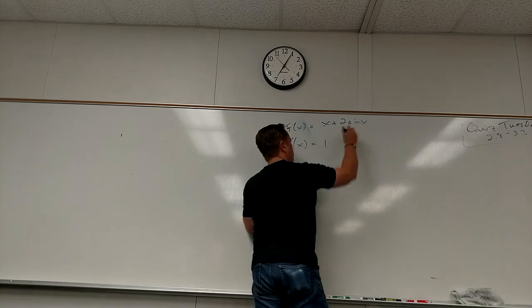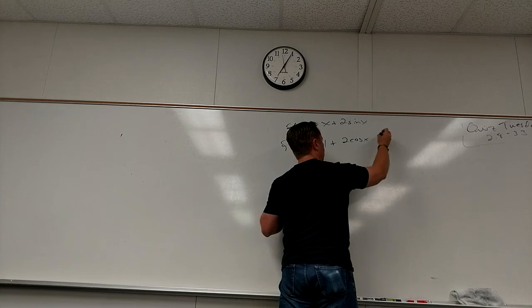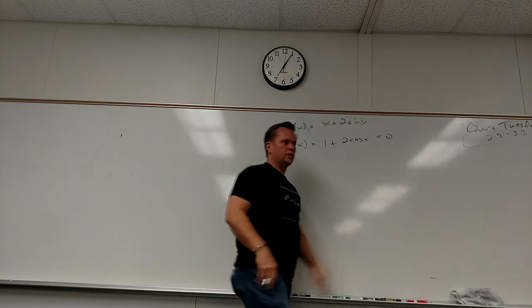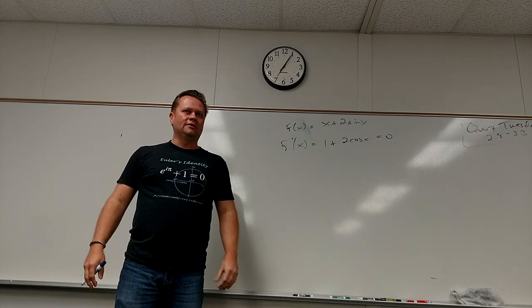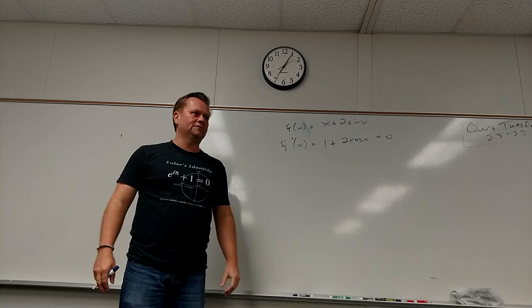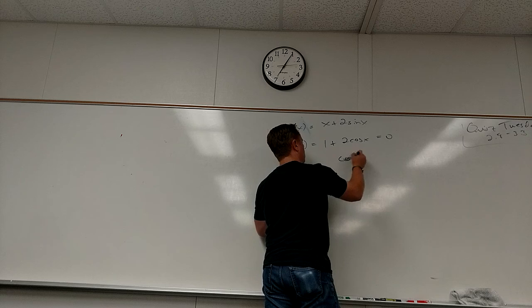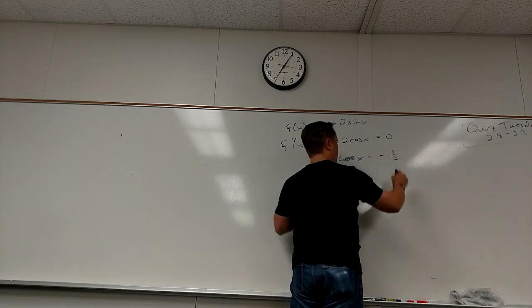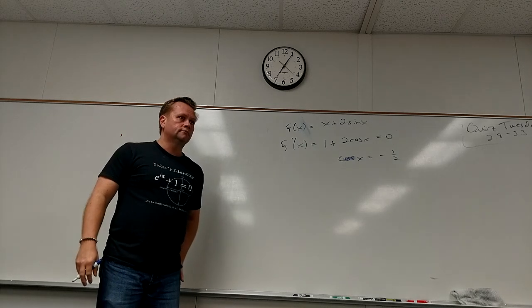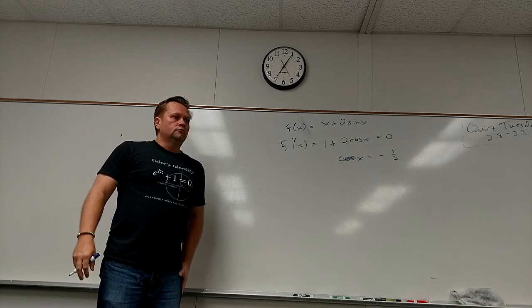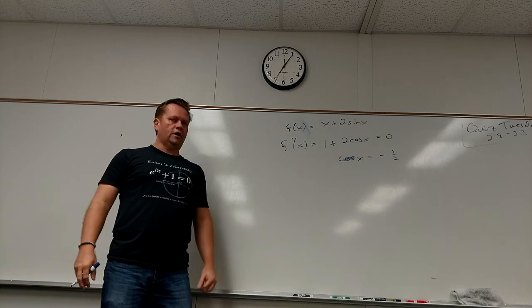So the derivative is 1 plus 2 cosine x. And then what do I want to do with this? Set it equal to 0. And now you're back in trig or pre-calculus. How do you solve that equation? Subtract 1, divide by 2, and you end up with cosine x, the output has to be negative 1/2. So now you have to figure out which angles that happens at. But where I get stuck is adding the 2 pi n. That's the pre-calc stuff.